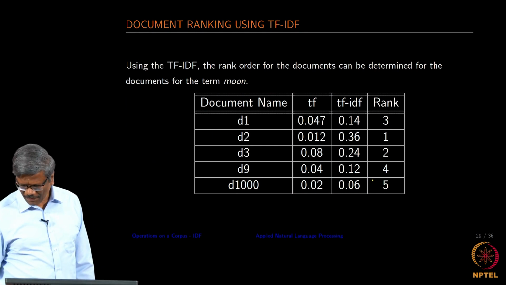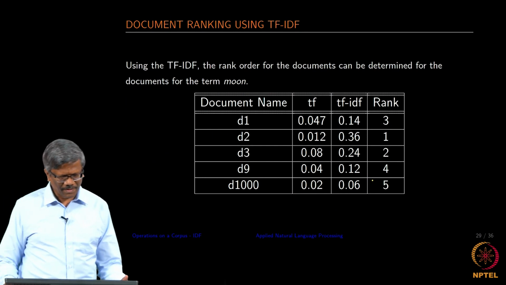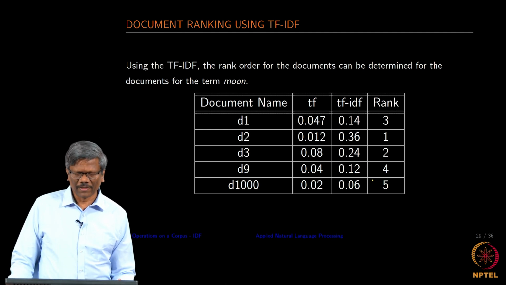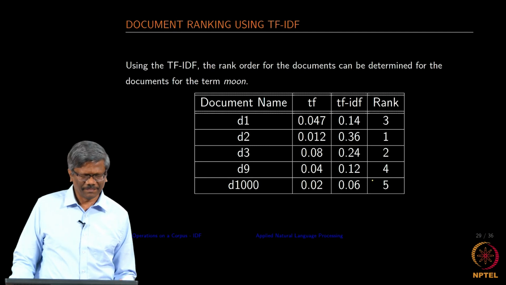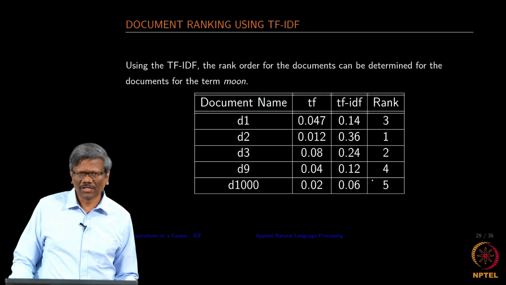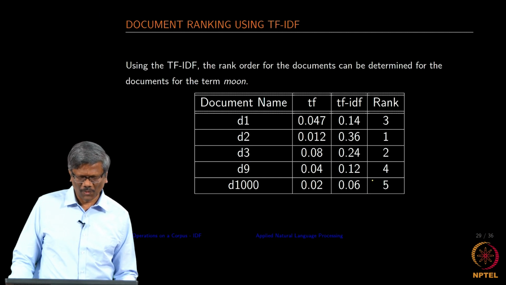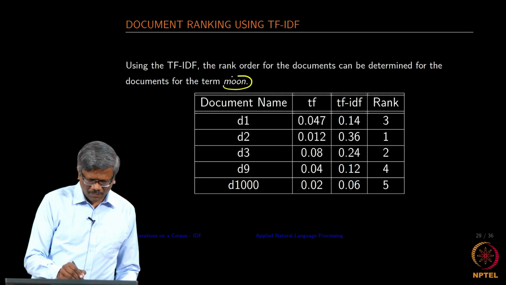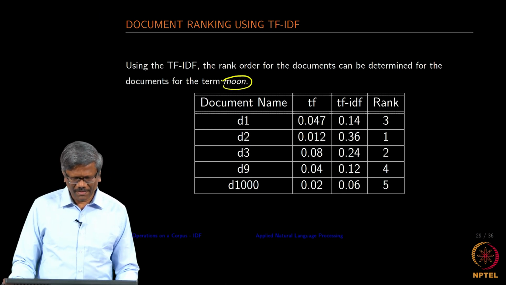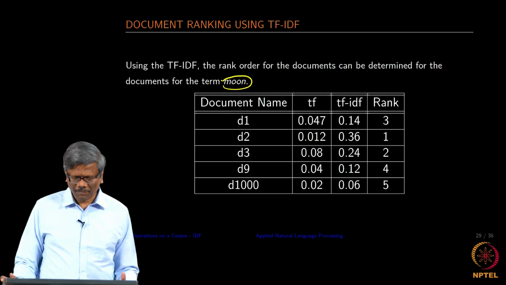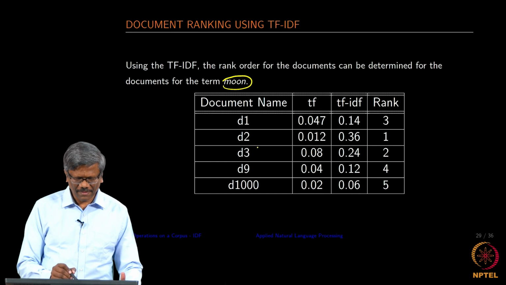Okay. So, now let us find out for the given word "moon", what are the ranks or the rank order of all the documents depending on the TF-IDF. So, this is one of the applications of TF-IDF using which you can find the ranks of the documents based on the word "moon" here, right. What we are seeing in the table here is the TF-IDF for the word "moon" for documents 1, 2, 3, 9 and 1000.